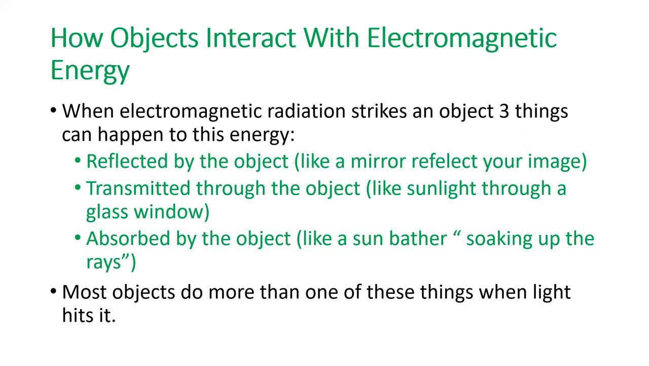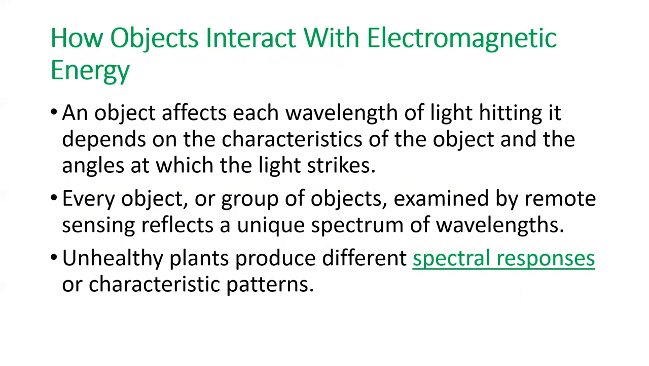So all this information you can use to collect and then sense. An object affects each wavelength of light hitting it, and this depends on the characteristics of the object and the angles at which the light strikes. All this information is quite important. Every object or group of objects examined by remote sensing reflects a unique spectrum of wavelengths.